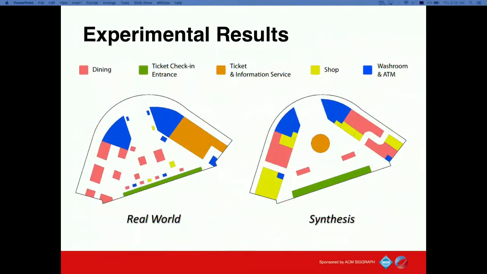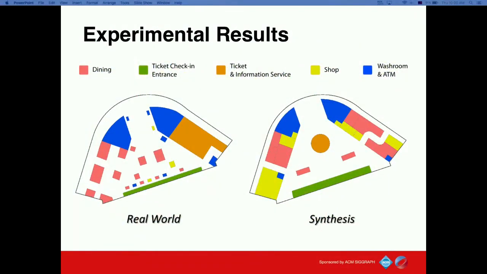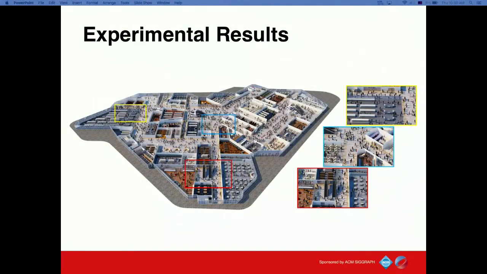For the train station building, our synthesis has the ticket office as the layout center, where it's easily accessed from all corners inside the layout, while the real-world ticket office is located at a corner without a shortcut to the center area, and this leads to crowdedness at peak hours. From our synthesized 2D layout, a realistic 3D scene could be produced for various purposes. This is one example.